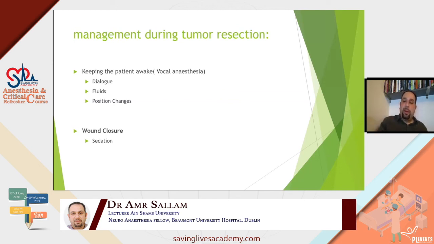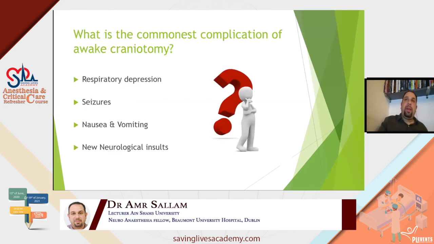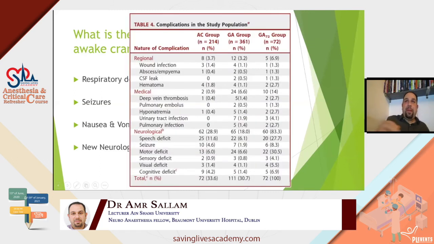Now, just to talk very fast about 2 more points. One of them is the complications. What's the commonest complication of awake craniotomy discussed in the literature, you think? So we have 30% between respiratory depression and seizures, and the lowest percent is the new neurological insult, which is the right answer. You remember from the SACO study that we discussed earlier about the complications. It showed that the neurological insults are more in the awake craniotomy than in the GA group, as you see here in the percent.